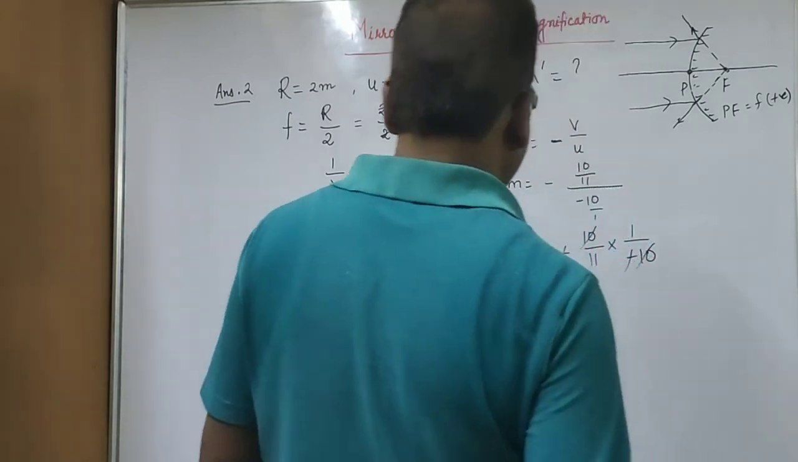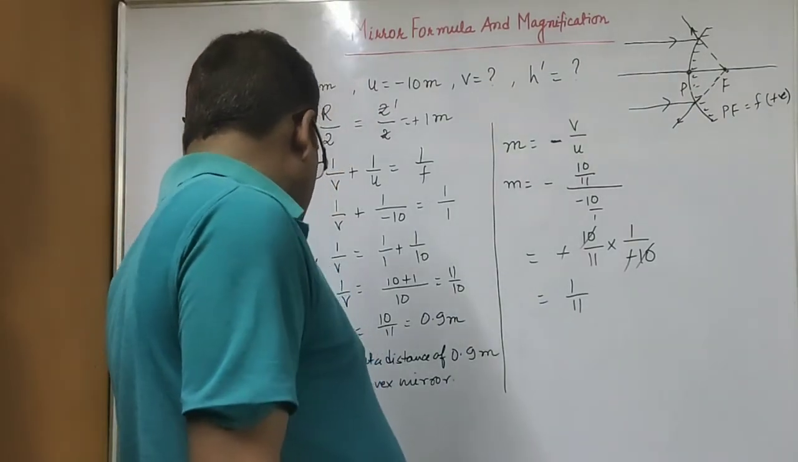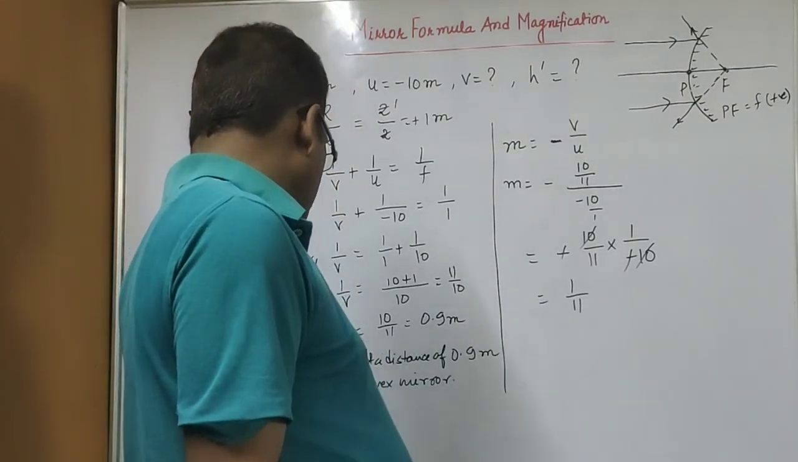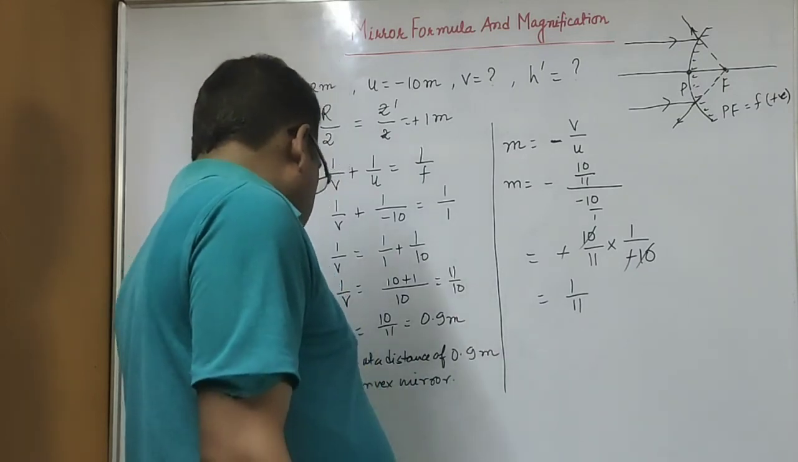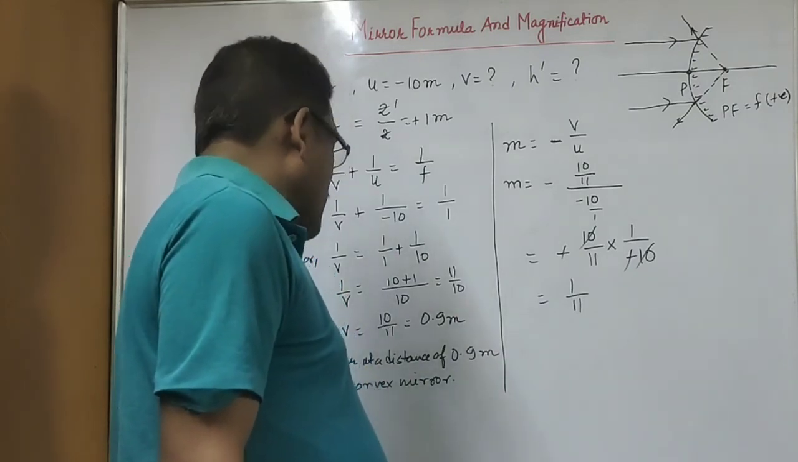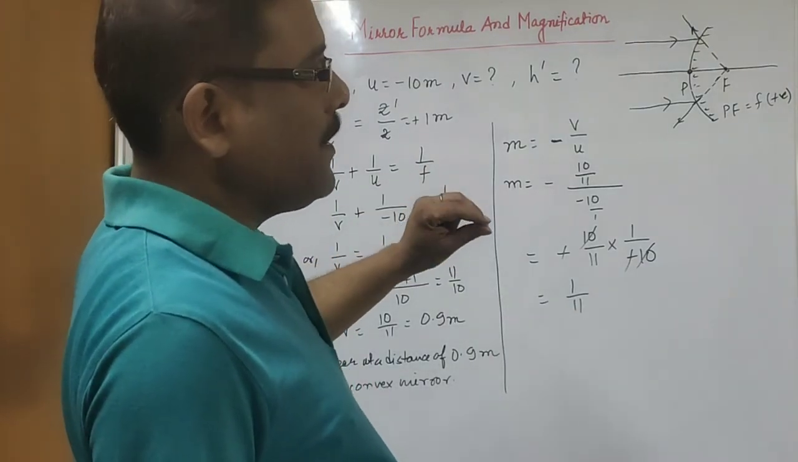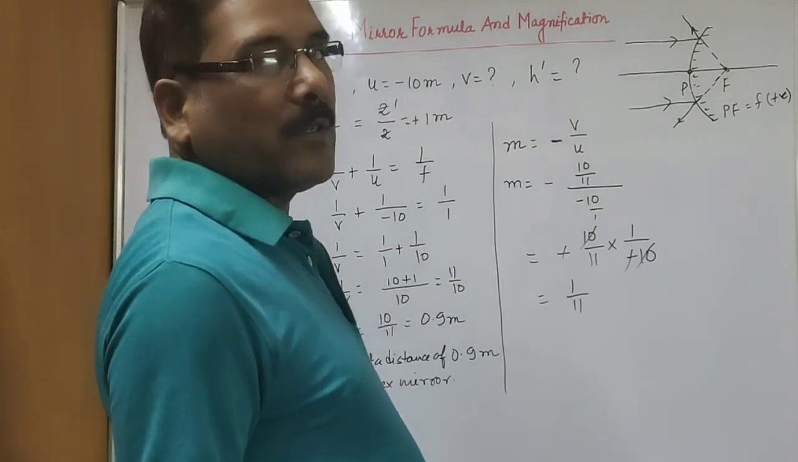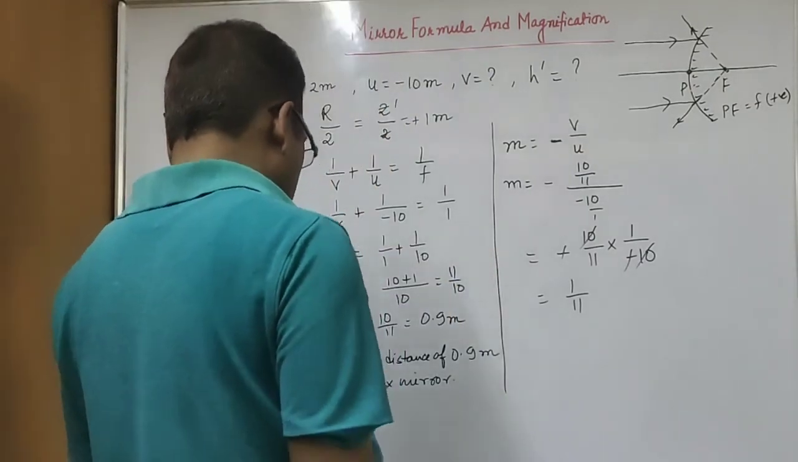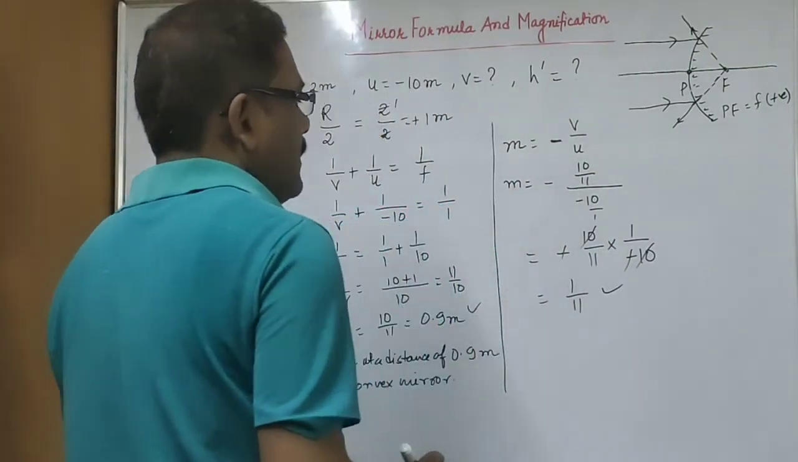So what we can say about size of the image? We can say that size of image of car will be a fraction of 1/11th the actual size of the car. So the image will be 1/11th times reduced from the actual size of the car. So these are the two answers which we had to calculate.